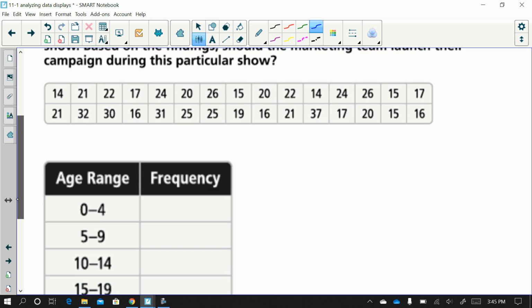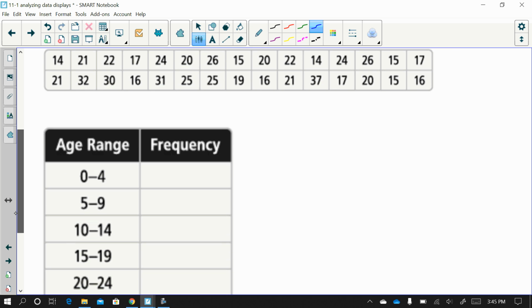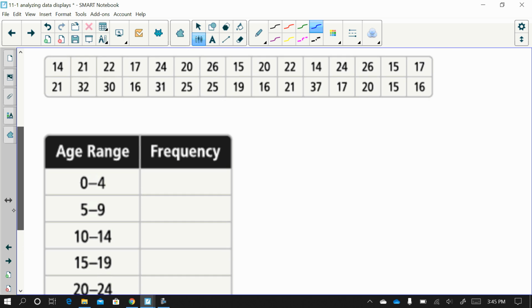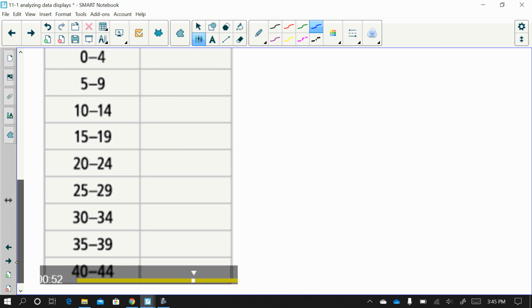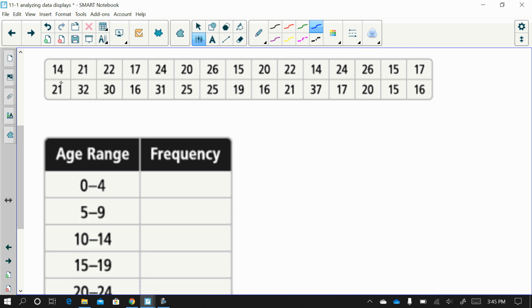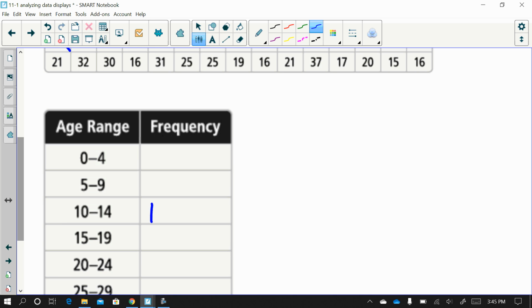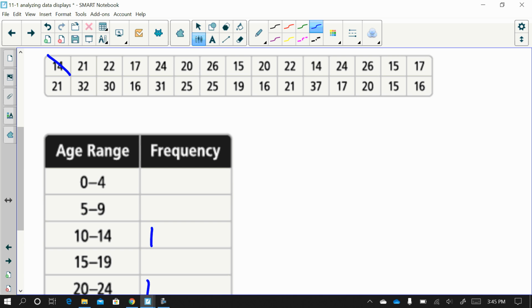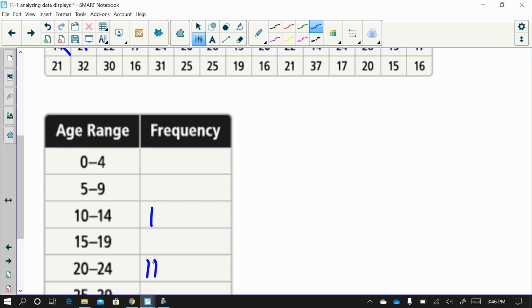So just got a whole bunch of data. It's hard to see organized like that. So what we want to do first is to make a frequency table. I'm just going to count up how many are in each of these intervals, so I'm going to do tallies. Okay, 14, he's going to fall right here, so I'm going to do a tally there. Okay, 21 falls right here. 22, category.